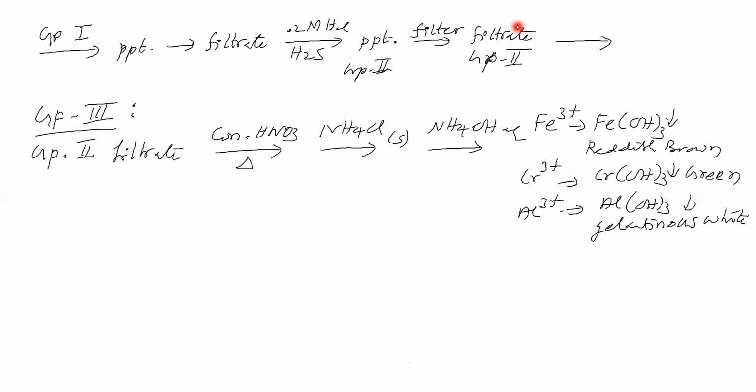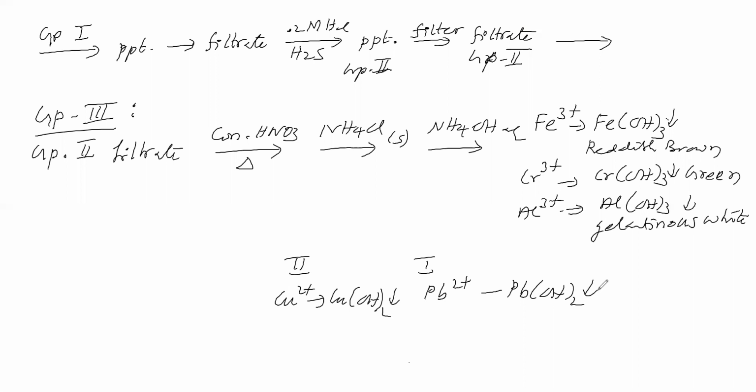Without doing systematically, by taking the salt solution directly to group 3, group 1 cations will precipitate. Pb2+ will precipitate as Pb(OH)2. Similarly, Ag+ and mercurous. Group 2 cations will precipitate as hydroxide. Similarly, other cations in group 2.